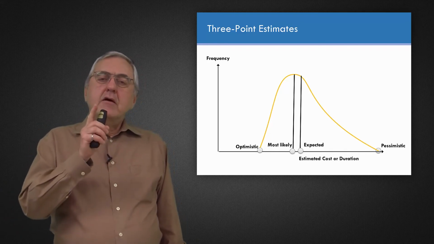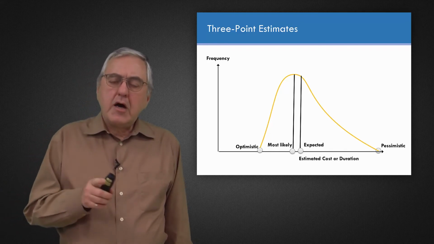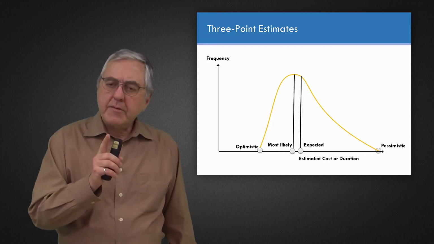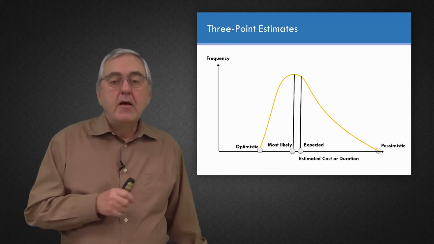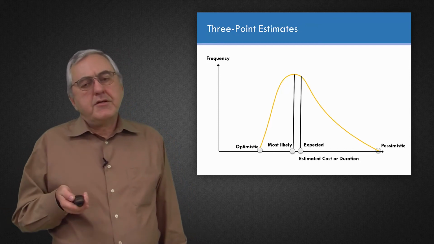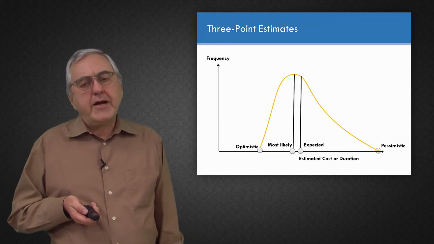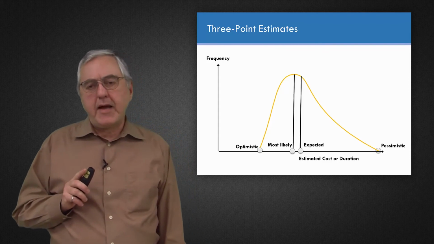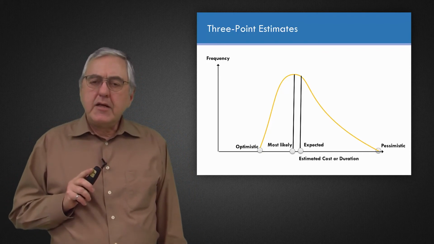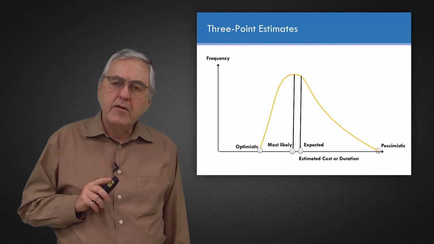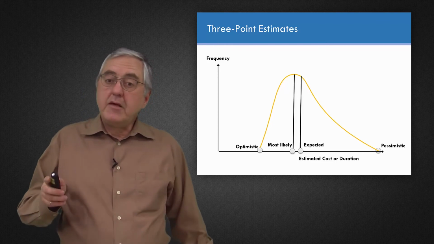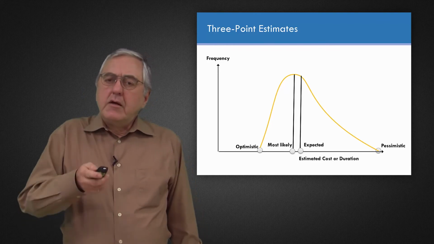Now, I said that 3-point estimating can be for cost or duration. We've been talking about cost, although expressed in labor hours instead of dollars. But I said that you could also use it for duration. So for the duration of this work package, maybe the most likely would be 4 weeks, maybe the optimistic would be 3.5 weeks, maybe the pessimistic might be 5.5 weeks.